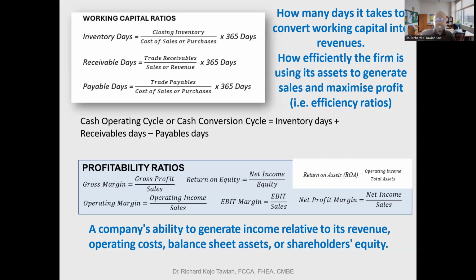That's it. So we get closing inventory over the cost of sales. If there's no cost of sales, use purchases for inventory days, times 365 days in a year. Gone were the days we used 360 days. The finance guys will normally say 30-day treasury bills, 90-day treasury bills, 120, 180, yes. So they will normally try to equate the number of days in a year to 360, but now we normally use 365 days.